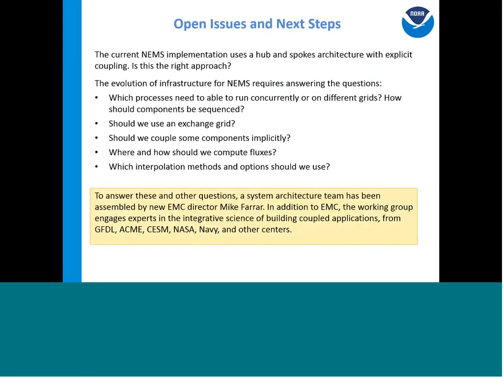Currently, the NEMS implementation uses a hub-and-spoke architecture with explicit coupling, and it's a single executable. But the question is, in the long term, is this the right approach? The evolution of the infrastructure for NEMS requires answering the questions that were posed earlier. Should we use an exchange grid? Should we couple some components implicitly? Where and how should we compute fluxes, what interpolation methods, and so on.